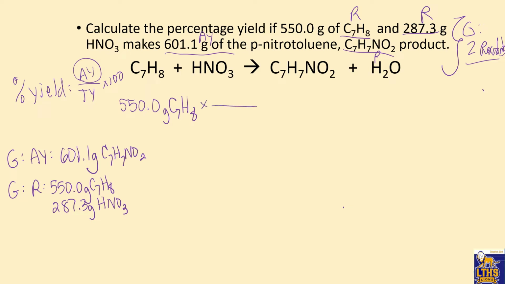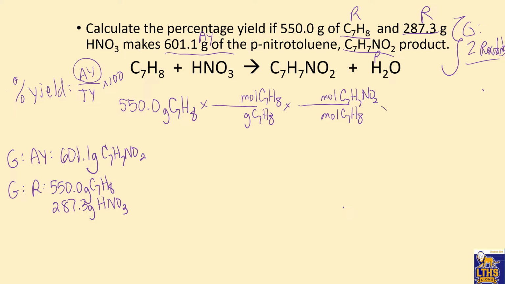Now the product that I'm given the actual yield for is C7H7NO2. So I would not use water because the actual yield is given as C7H7NO2. Well, it's called p-nitrotoluene. So I'm going to take grams of C7H8 and change it into moles of C7H8. The chemical name of C7H8 is toluene. It's an organic molecule. Yay, organic molecules. C7H8.